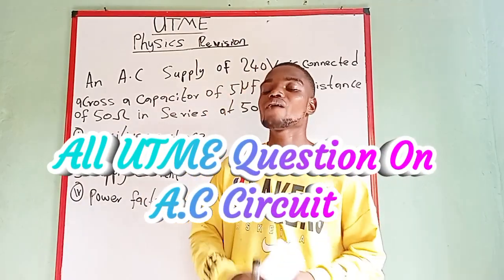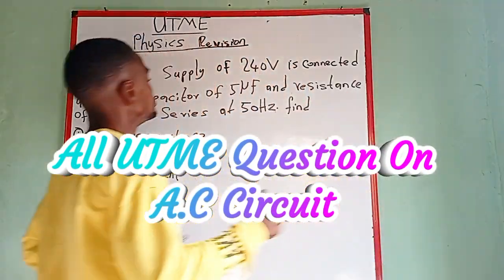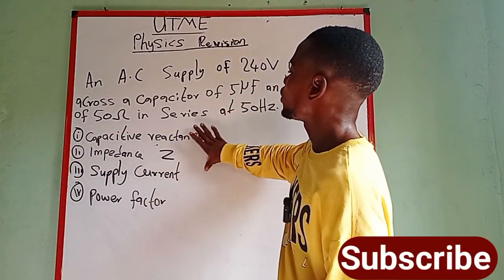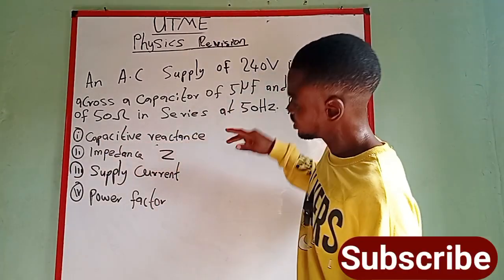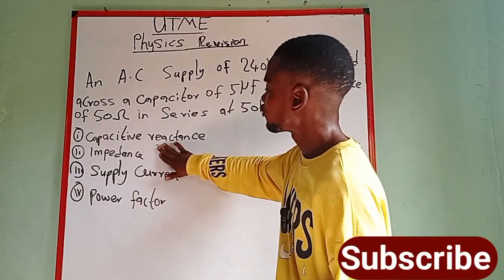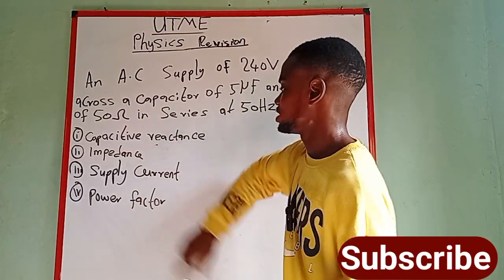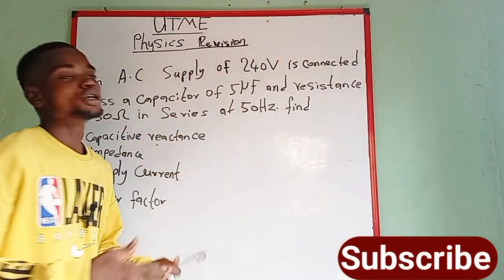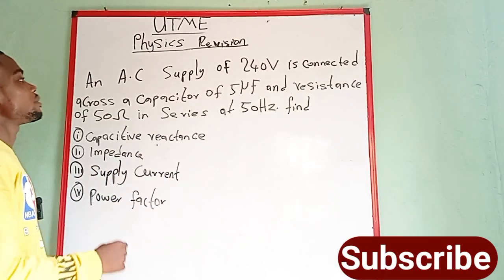Welcome to this story. We're going to analyze AC circuit in UTME. I'm going to teach you everything you have to know on the question we'll ask. Now, they will ask you question under capacitive reactance to find impedance, to find supply current, and to find power factor. Now, this question here, I'm going to expand it to other questions you may be having.